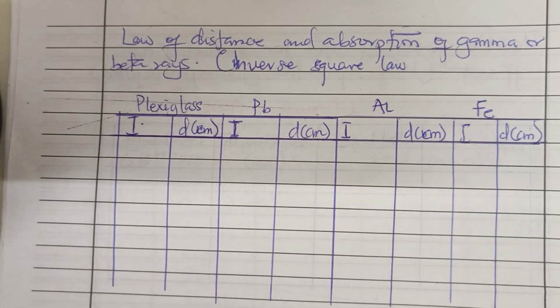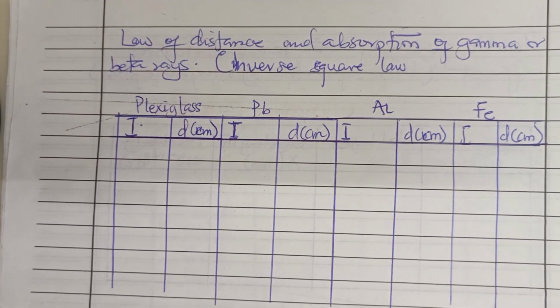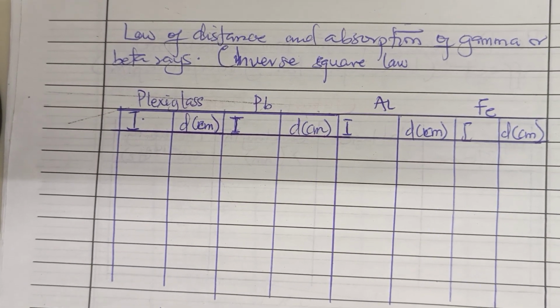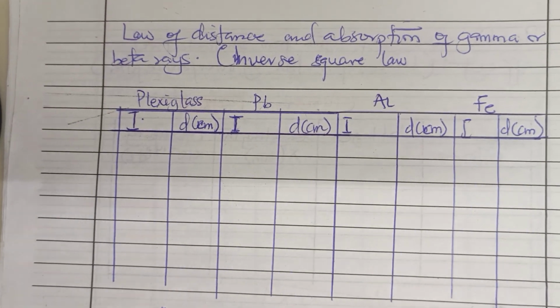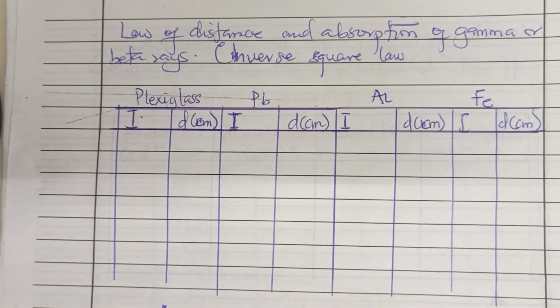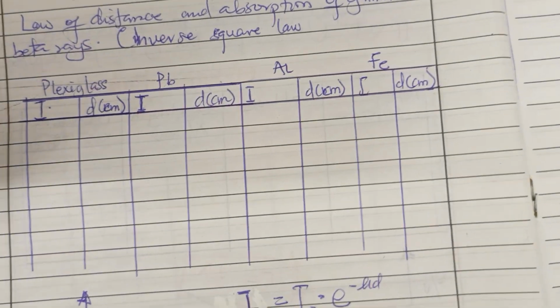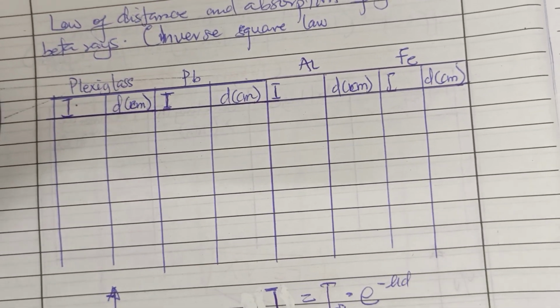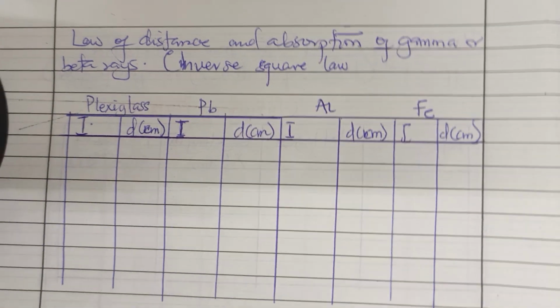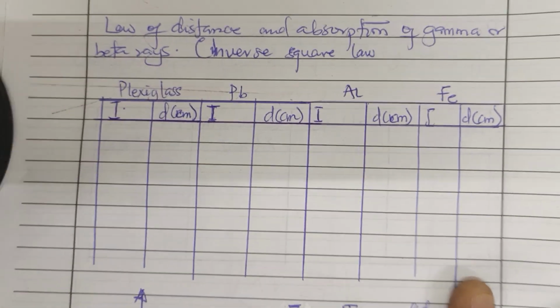Okay, so today we'll be looking at part 2 of the law of distance absorption of gamma or beta rays. We've already done part 1. If you haven't seen that one, check through the videos on the channel to see how the experiment is performed. Okay, so let's go straight to how the table will look.